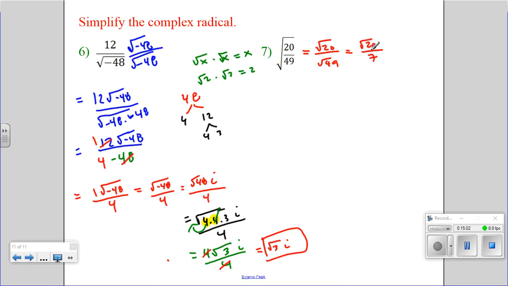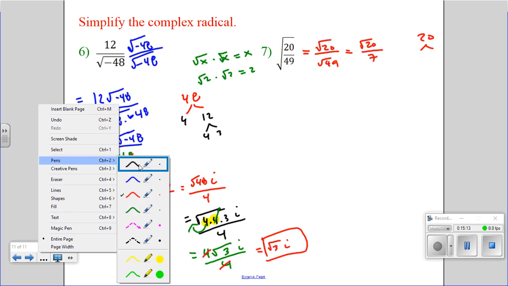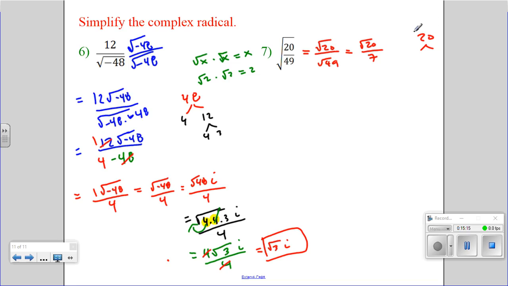Now I need to just simplify my top, the square root of 20. So put 20 on the side, look for your factors. I don't know any perfect squares that are, oh, 4 is a perfect square, a factor of 20. Why is it a perfect square? Because it's 2 times 2. So there we go. 2 times 2 times 5 is under the root over 7.